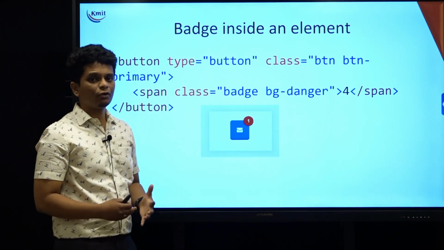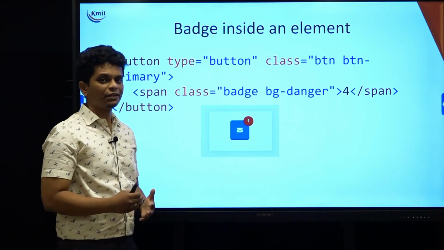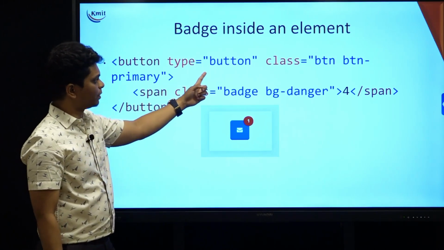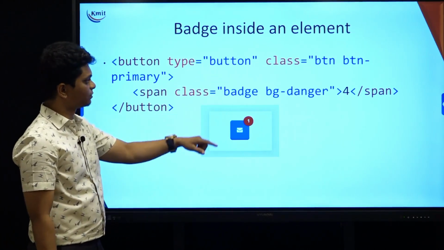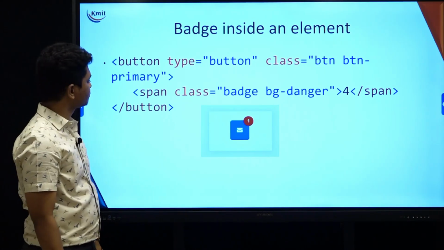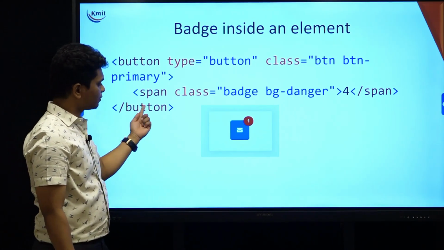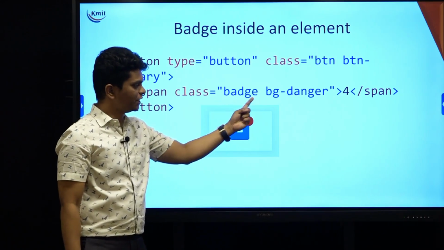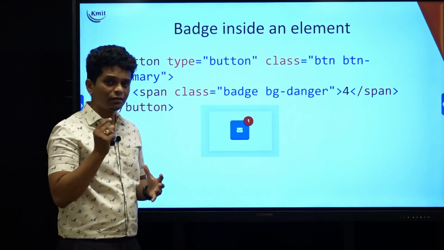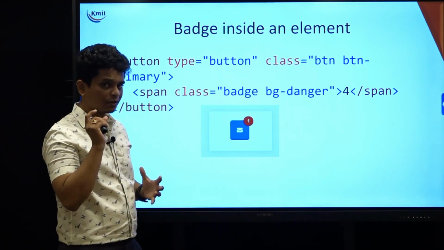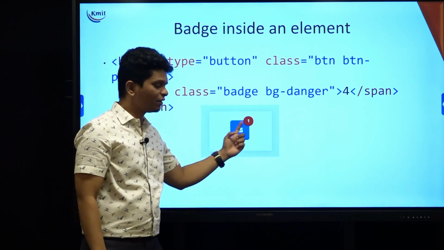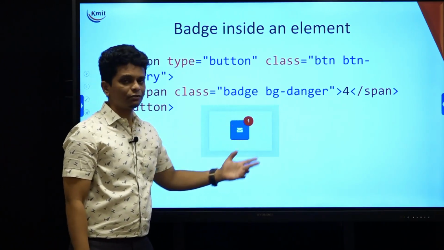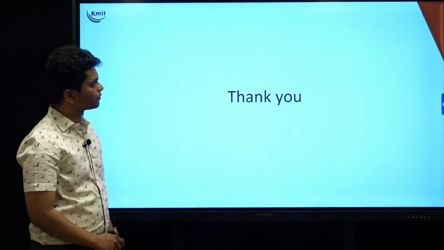So let's see how badges can be used inside an element. Here we have a button type button, okay, of class btn-primary, and again we have used span class equals badge bg-danger. Okay, the danger is a contextual color class used to generate red color. So basically we are using bg-danger for a notification here.